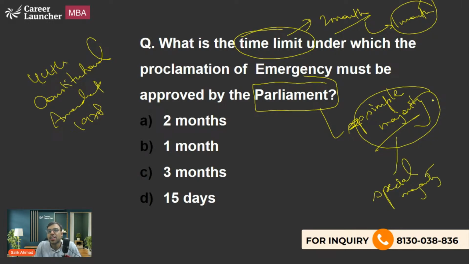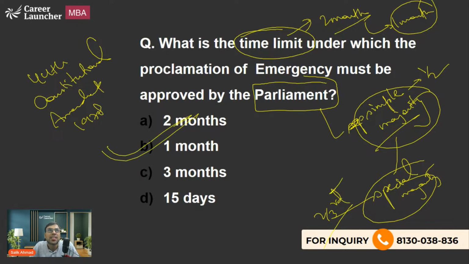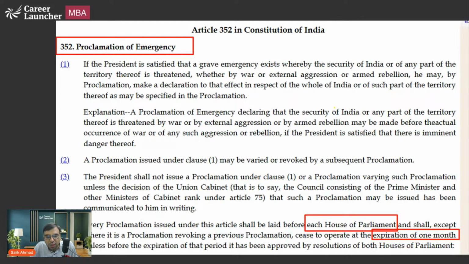Simple majority, I'm explaining simply: half majority is required. Special majority, almost 2/3 is required. I'm not going into detail; I have given a rough idea. So if the national emergency is imposed by the president, within 1 month parliament has to pass the resolution in both Lok Sabha and Rajya Sabha with the special majority. Then only after 1 month will it continue. That is what you should be knowing about.